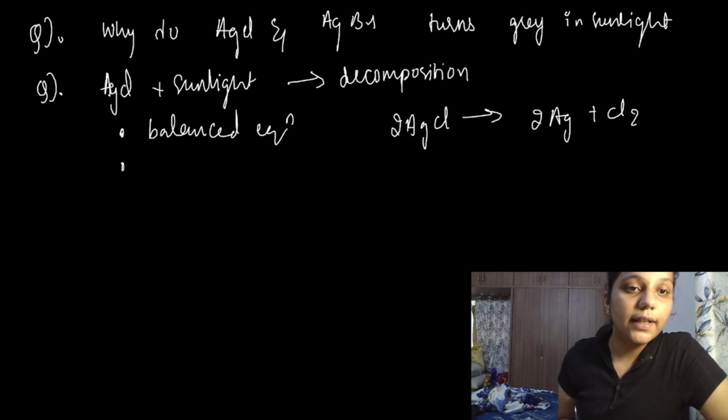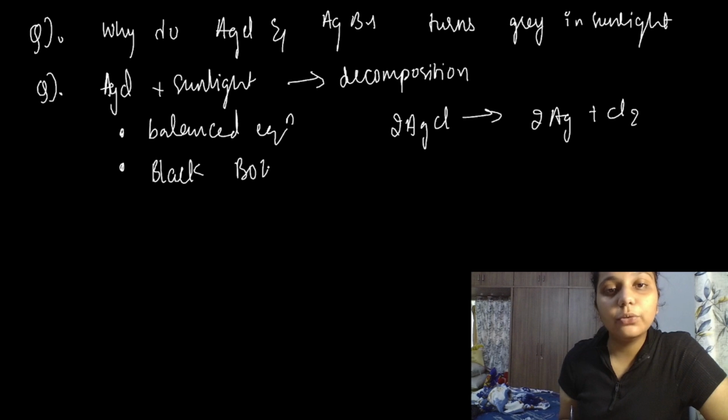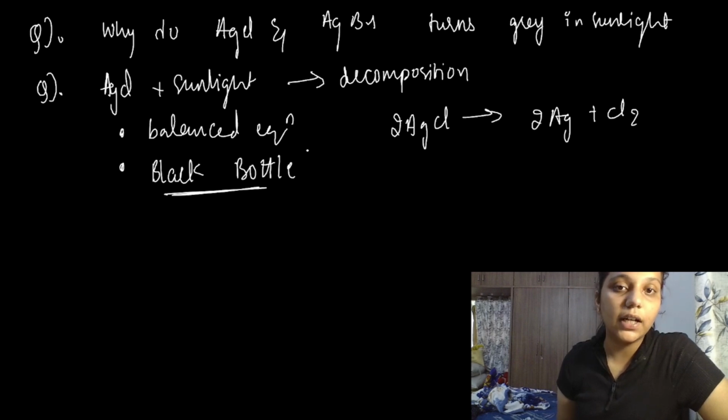The second thing they will ask is why AgCl is kept in a black bottle. Because black is the best absorber of sunlight, and it can absorb so much sunlight in very little time compared to other colored bottles. So we mostly use black for more absorption of sunlight and for the better reaction to undergo. You can write it. So this is about the decomposition reaction.